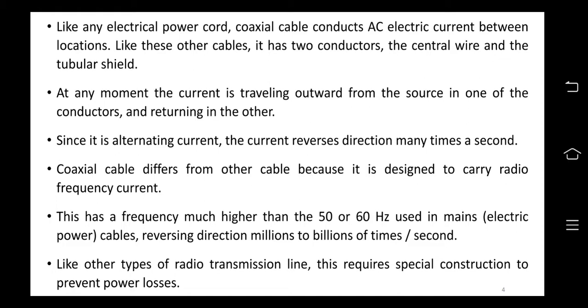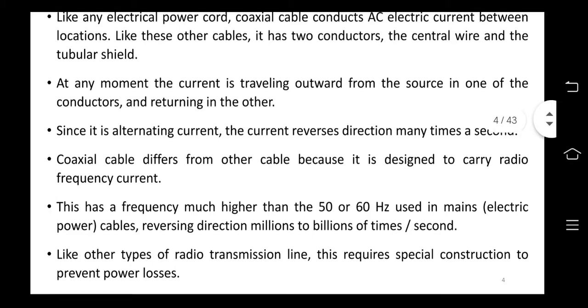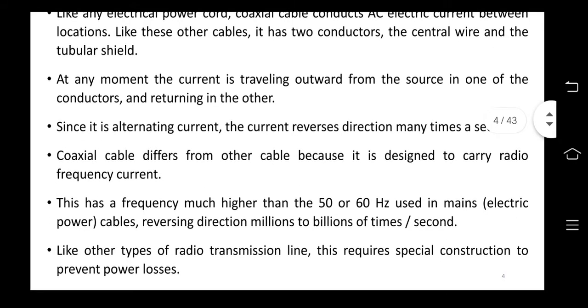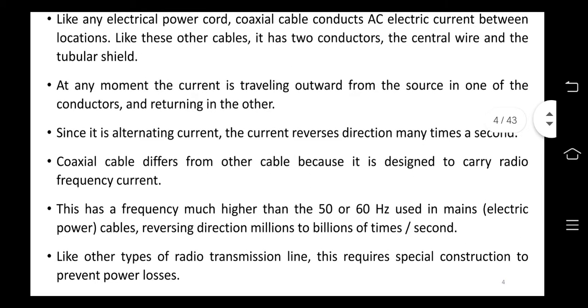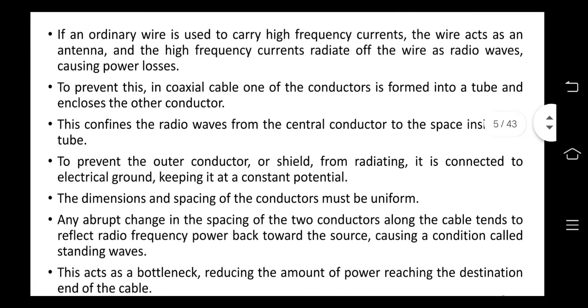Coaxial cable differs from the other cable because it is designed to carry radio frequency current. This has a frequency much higher than the 50 or 60 Hz used in mains, that is electrical power cables, reversing directions a million to billion times per second. Like other types of radio transmission line, this requires special construction to prevent power losses.